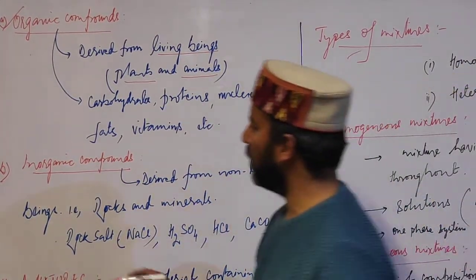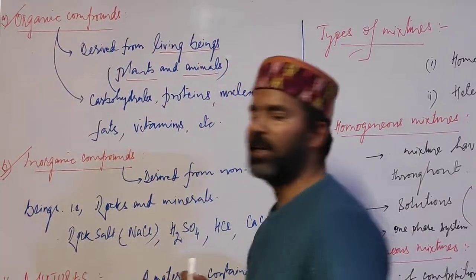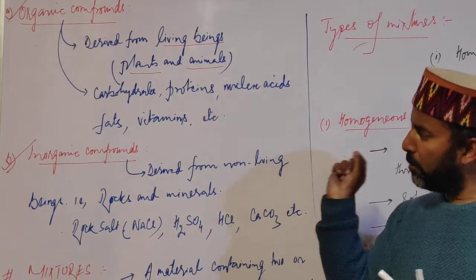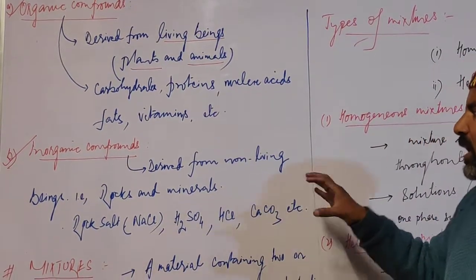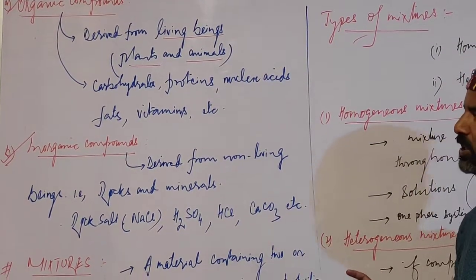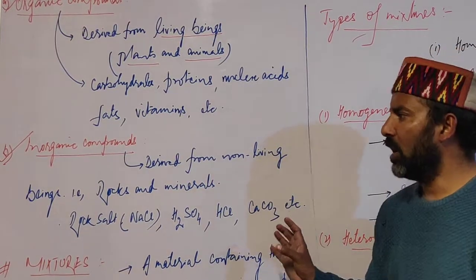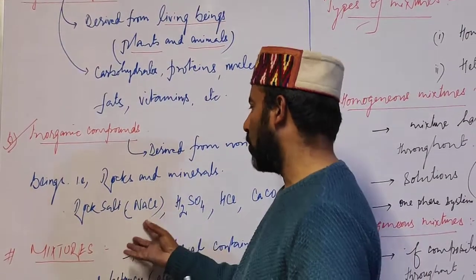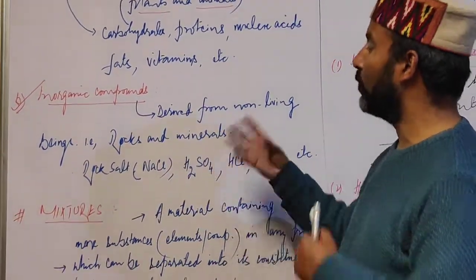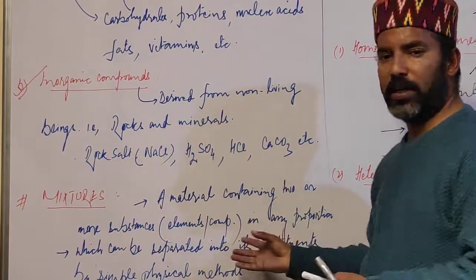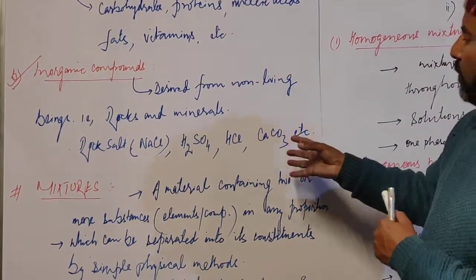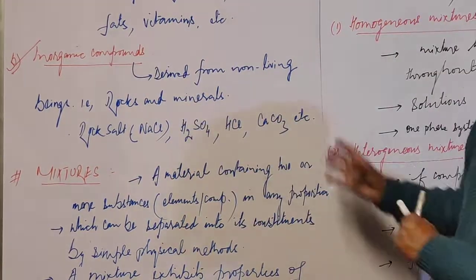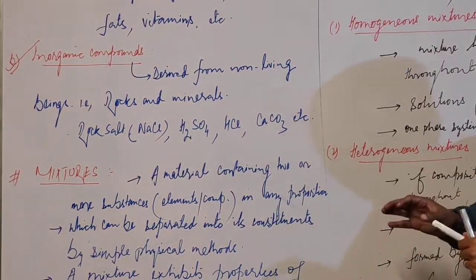Now students, second type of compounds are called inorganic compounds. Now what are inorganic compounds? So compounds which are obtained or derived from non-living beings, that is rocks and minerals, are called inorganic compounds. Compounds like rock salt, that is sodium chloride, sulfuric acid, hydrochloric acid, then we have marble, that is calcium carbonate. Students, all these compounds are obtained from non-living beings, so these are inorganic compounds.